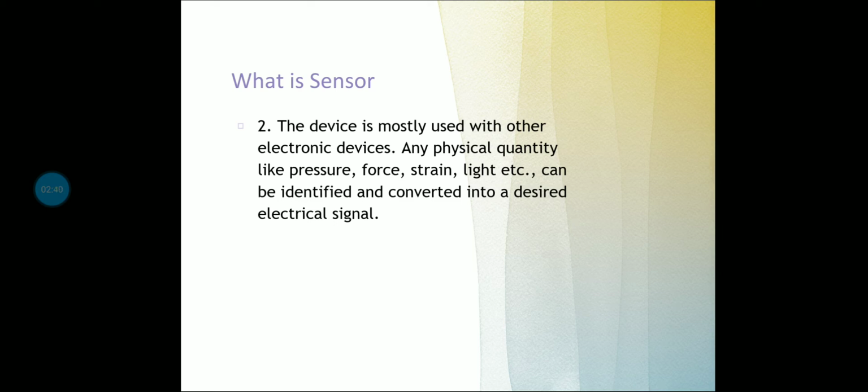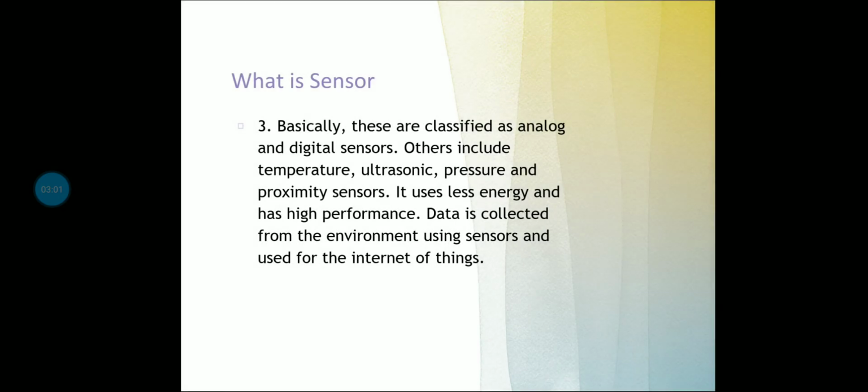Or you can say the device which is mostly used. So these are a variety of definitions, and I am showing them to you on the screen. The device is mostly used with other electronic devices, and a physical quantity like pressure, force, strain, light, etc. can be identified and converted into a desired electrical signal. This will be the third definition for all of you.